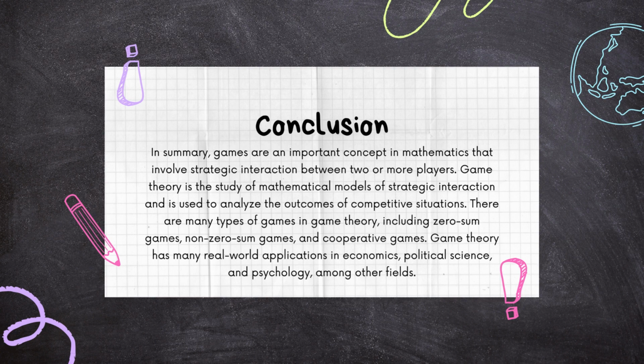So, in conclusion, in summary, games are an important concept in mathematics that involves strategic interaction between two or more players. Game theory is the study of mathematical models of strategic interaction and is used to analyze the outcomes of competitive situations. There are many types of games in game theory, including zero-sum games, non-zero-sum games, and cooperative games, and many more. Game theory has many real-world applications in economics, political science, and psychology, among other fields.